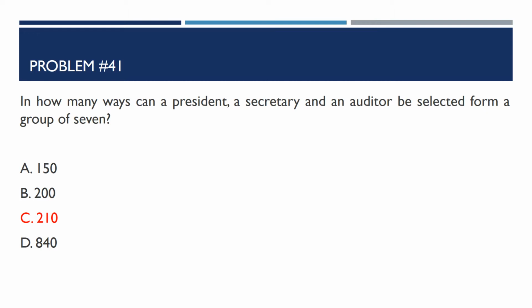In this kind of problem, just like selecting people from a group of 7 or any number, it's either we use combination or permutation. But if it involves position, just like president, secretary, or auditor, then you must use permutation. But in case you just have to choose three people without any position, then you must use combination. So let us use permutation.